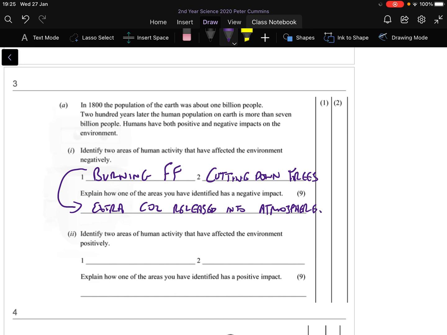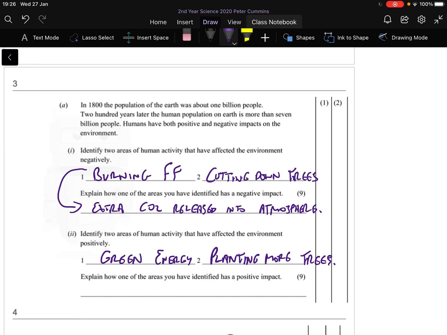Okay. Two areas of human activity that affect the environment positively. We could just go the opposite, I suppose. So we could say anything like green energy, like putting in solar panels and wind energy, even electric cars, things like that. And the other one, there's so many: biodegradable coffee cups, the reduction in plastic bottles, or keep it simple, planting more trees. And you'll see in the answers, they pretty much take anything good there for that. So it's quite difficult to get that wrong.